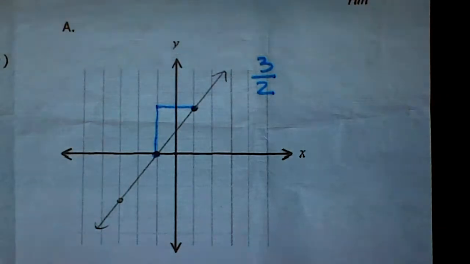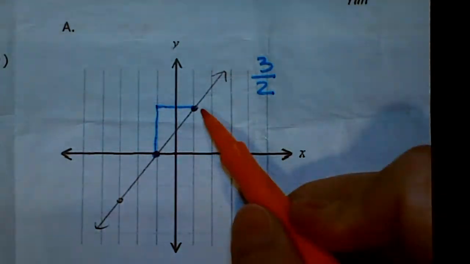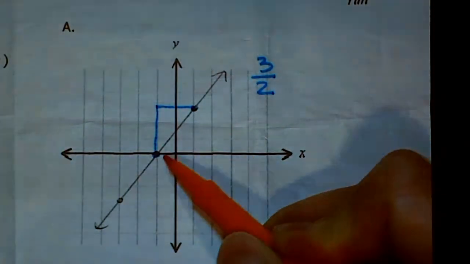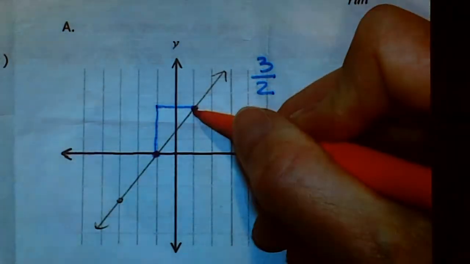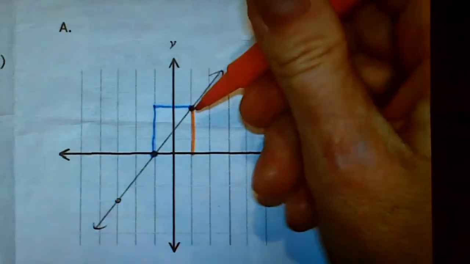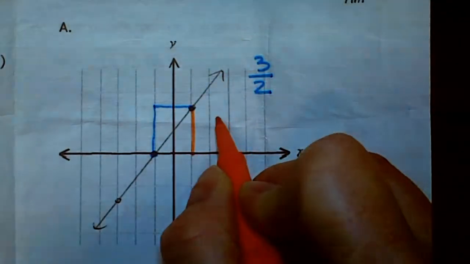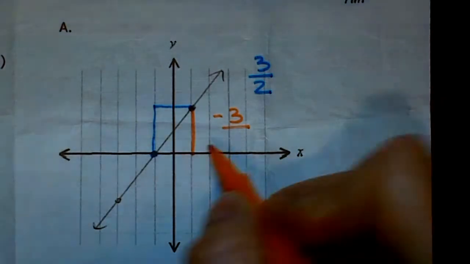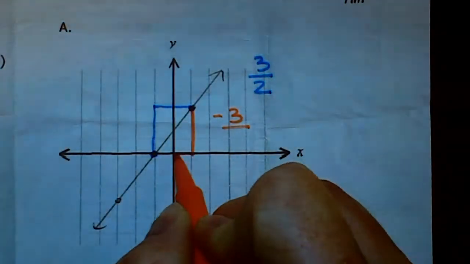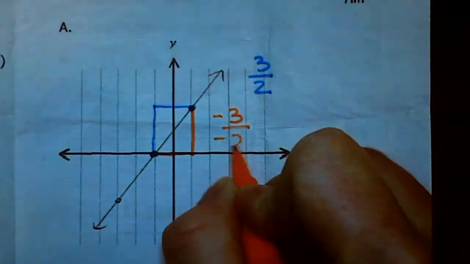Now let's say you decided when you found your slope that you wanted to go from here to here and go down instead. Well, if you went from here to here, we'd have to go down 3, and movement down on the y represents a negative move. So you would have -3 if you move down on the y-axis, and then if you go left on the x-axis, that would be a -2.